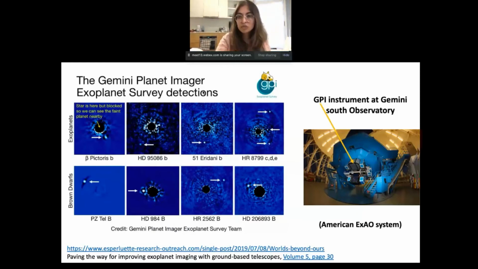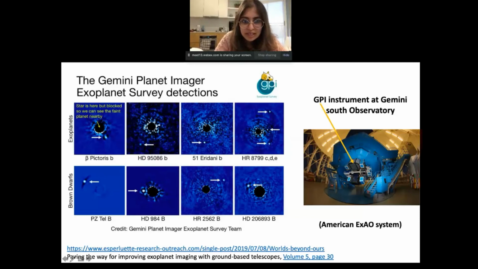GPI is an effort mostly by Americans. GPI was at Gemini Observatory in Chile, and now it's moving to Hawaii. This instrument, not the telescope, just the instrument, is now moving to Gemini North. It was in Gemini South, the Gemini telescope in Chile, and Gemini North is the Gemini telescope in Hawaii. Anyways, these are some beautiful images of real exoplanets around stars.